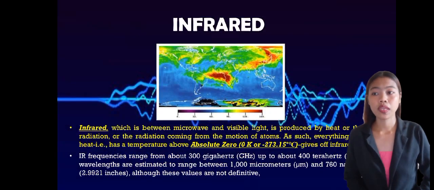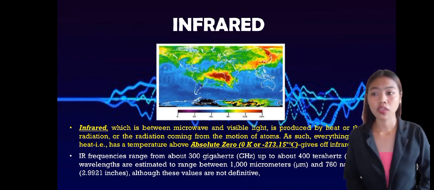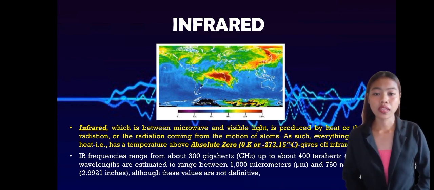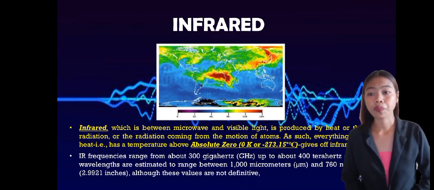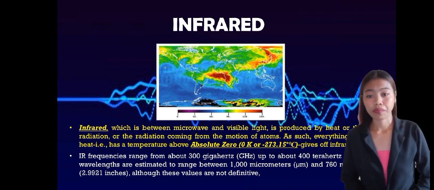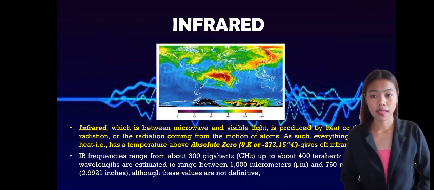And now let's move to the infrared. Infrared, which is between microwave and visible light, is produced by heat or thermal radiation, or the radiation coming from the motion of atoms. As such, everything that has a temperature above absolute zero gives off infrared. Even the human body radiates infrared. When one sunbathes at the beach, one actually feels the infrared coming from the sun.